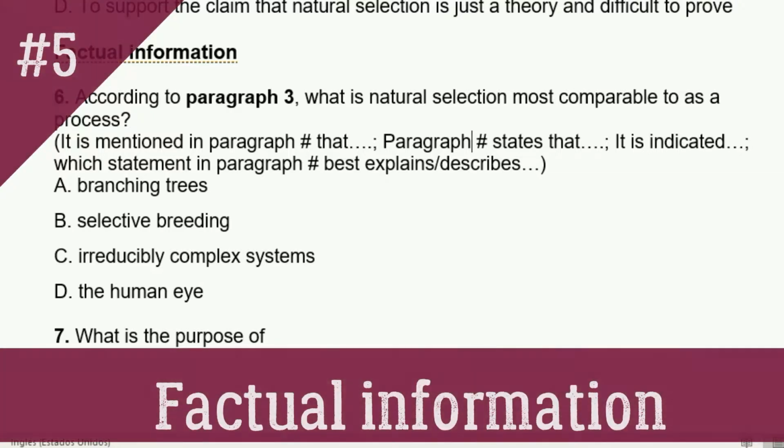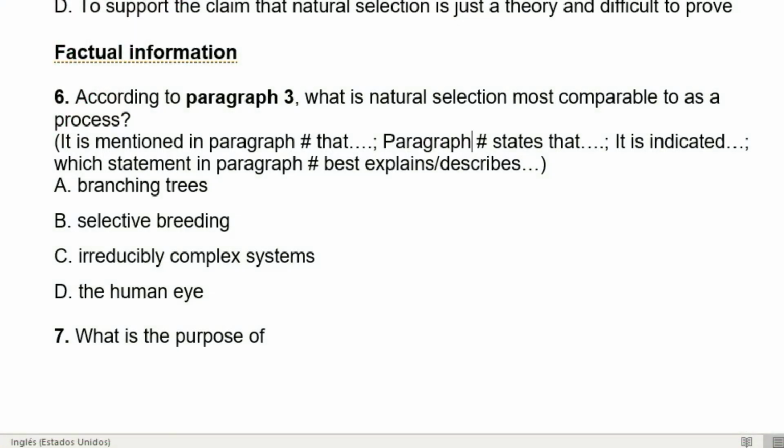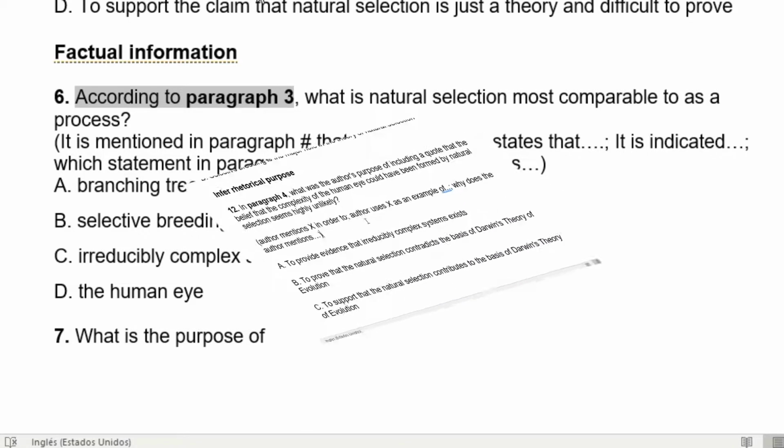On the other hand, we have factual information questions. The keywords that are found in here for recognizing this type of question are according to and the number of paragraph. Moreover, there are other phrases like it is mentioned in paragraph, that paragraph states that, it is indicated that, which statement in paragraph best explains or describes, and some other phrases that will help you to determine whether it's a factual information question or not.